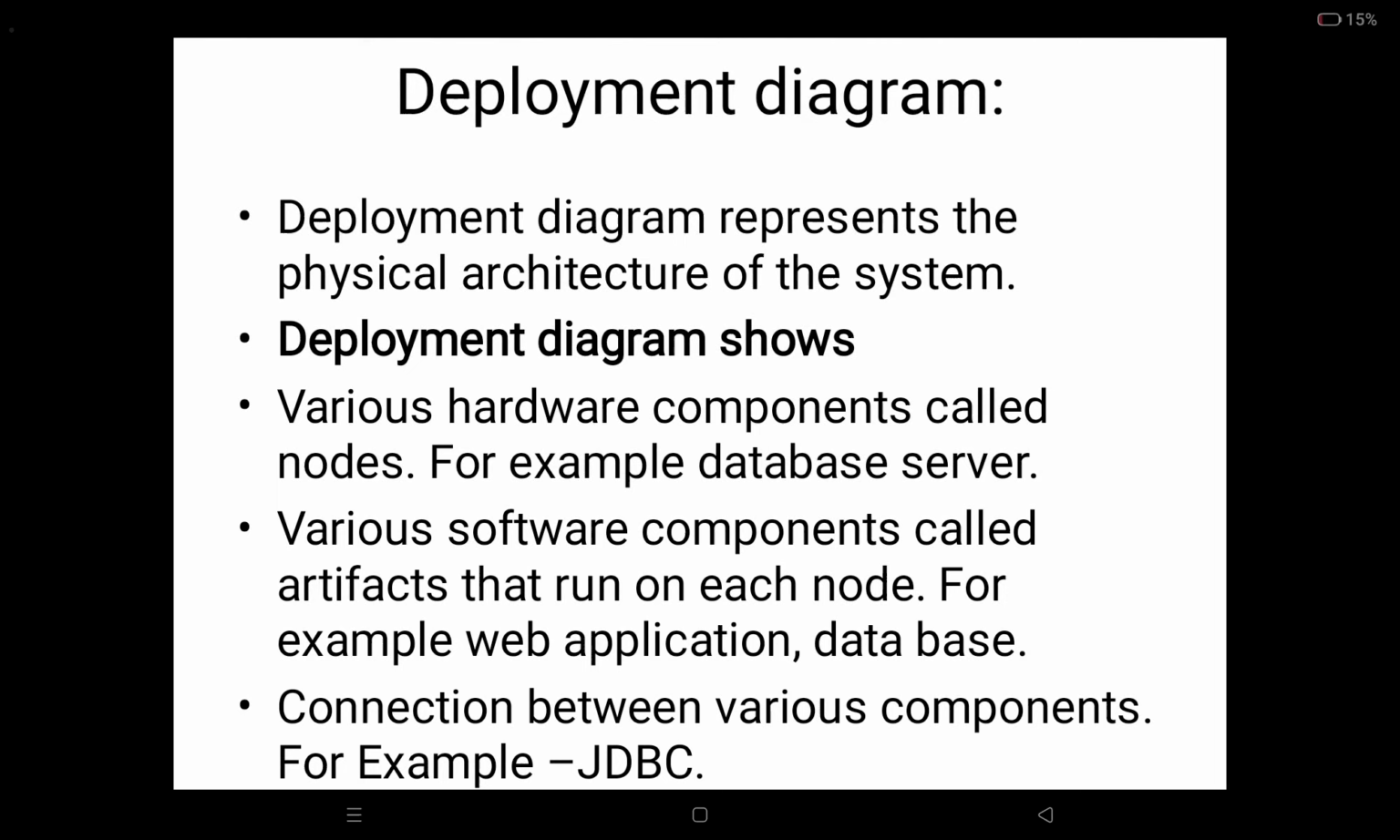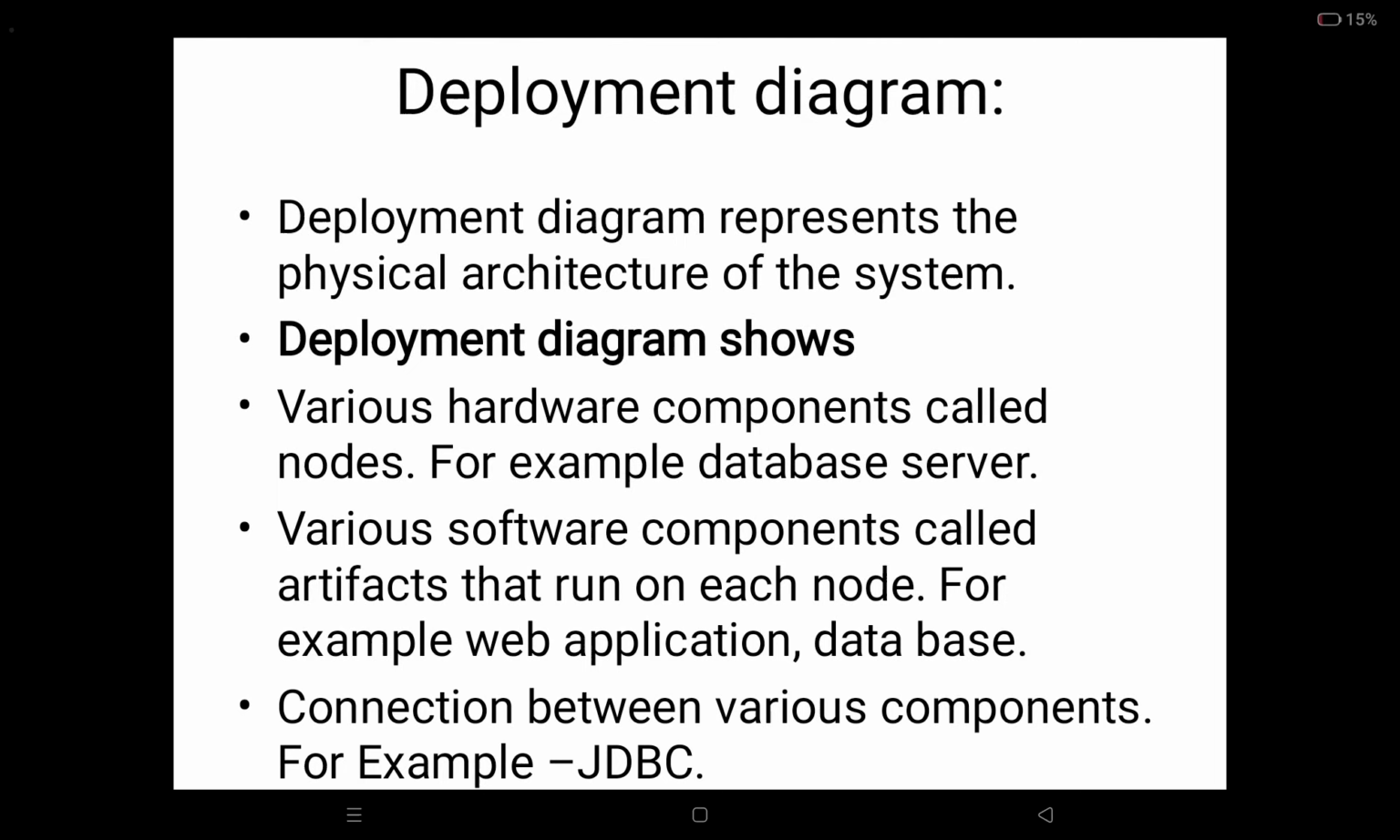It represents the physical architecture of the system. What are the hardware components? What are the software components? What is the connection between the components? The deployment diagram is only for the hardware components, which are called nodes. The software components are called artifacts. An artifact is the software that runs on each node. The software which runs on a node is called the artifact.